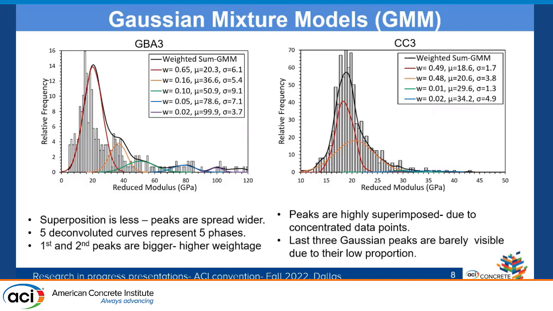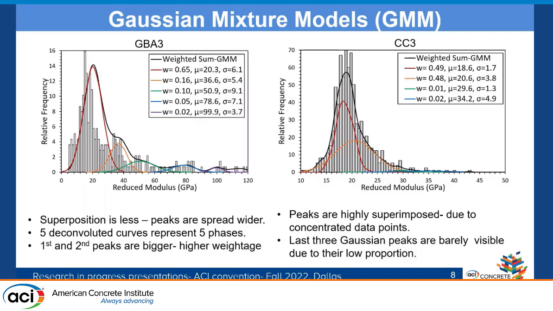So these are the results of the Gaussian mixture model. From each material group, I selected one material to present here. From the round bottom mesh, I used the GBA3 material. Then from the calcined clay group, I used CC3.